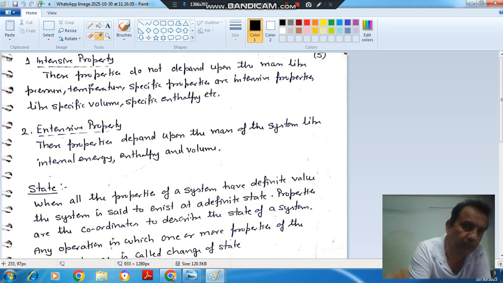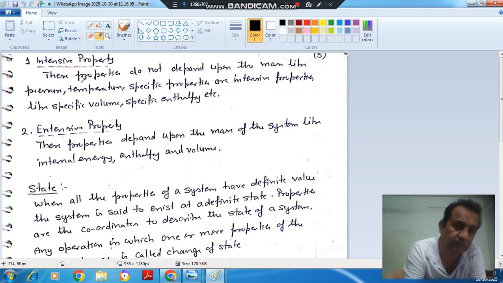So there are two types of properties. One is intensive property, another is extensive property. Intensive means inner. So inner properties are like pressure, temperature, which don't depend on mass. That is the same for every mass. If we take a human body, everywhere it will have the same temperature, same blood pressure. It will not depend upon how big or how small our body is. So that is an intensive property. These properties do not depend upon the mass, like pressure, temperature.